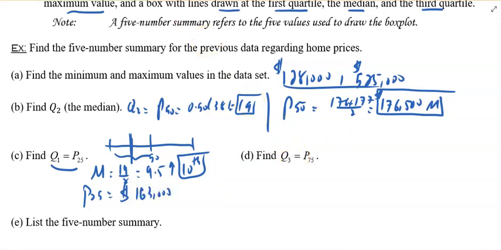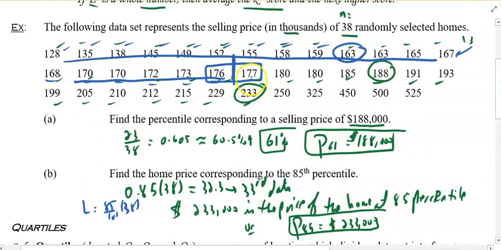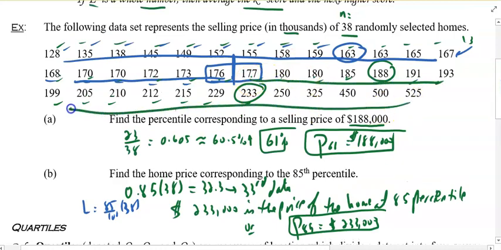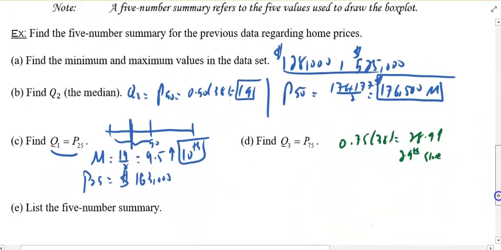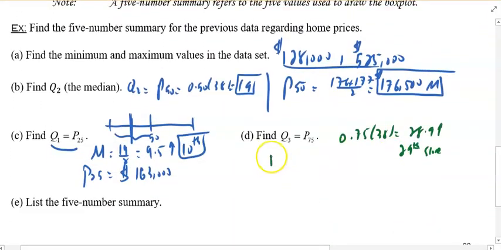And to find Q3, what I would do, I would say, well, let's see. You could take 75% of 38, and that would be 28.9. If you round up, that's the 29th score. Or you could take this upper half and find the median of it, right? Either way, so 29th score, this is 13, this is 26, 27, 28, 29, 210,000. And those are the values that you need to create the box plot.